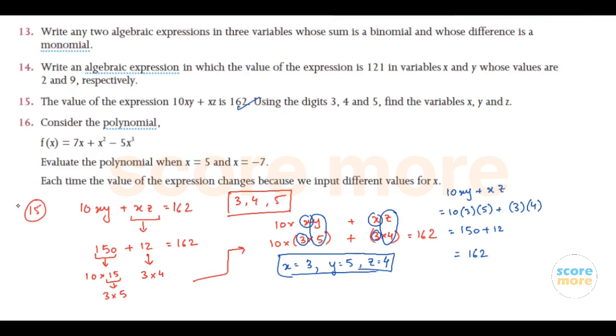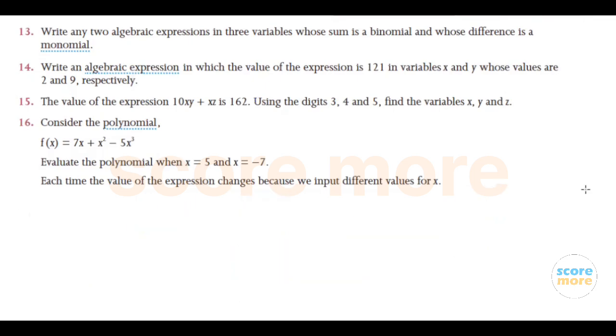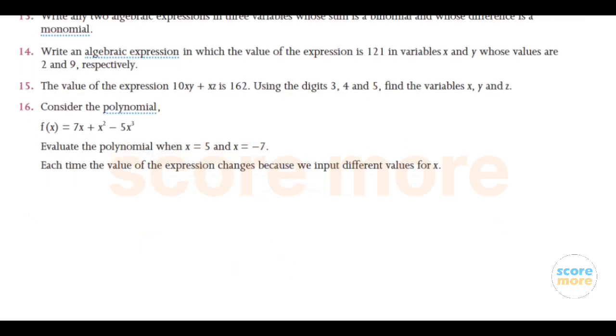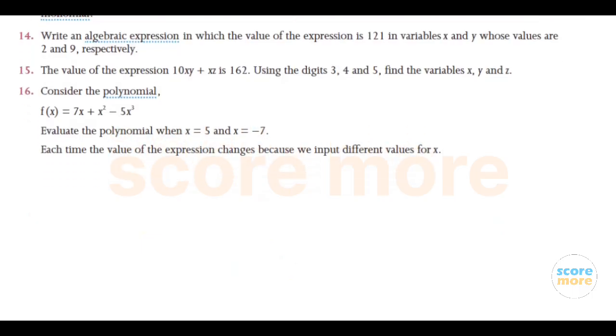Now moving on to the last question, question number 16. We have been given the polynomial f(x). f(x) means it is a polynomial in terms of x. So we have been given one polynomial, which is 7x plus x square minus 5x cube. We have to find the value of the polynomial when x is 5, and second, when the value of x is minus 7. First of all, we take the value of x as 5. So in place of x, we are replacing 5.